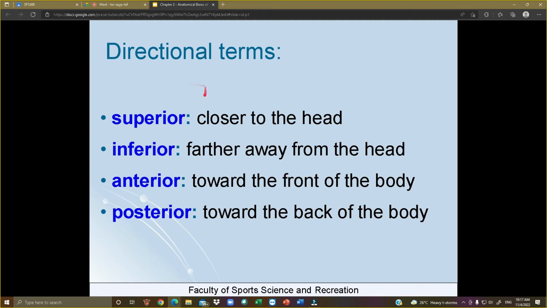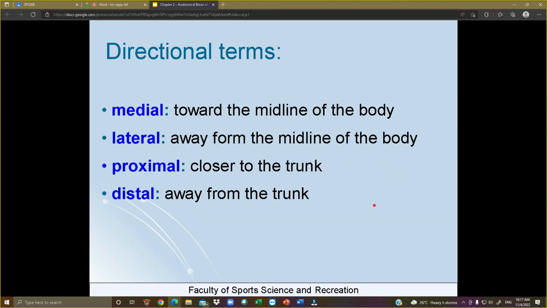Ni benda yang tadi lah. So superior closer to the head, inferior further away from the head, anterior towards the front, posterior towards the back. Okay, medial towards the midline, proximal closer to the trunk, distal away from the trunk.